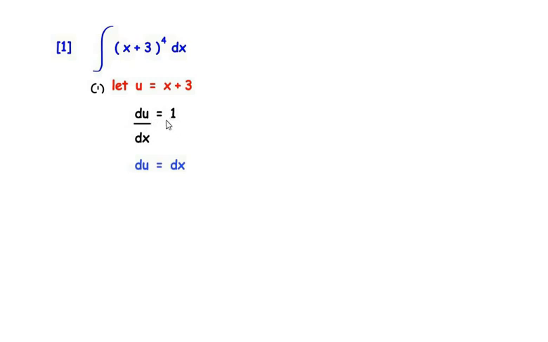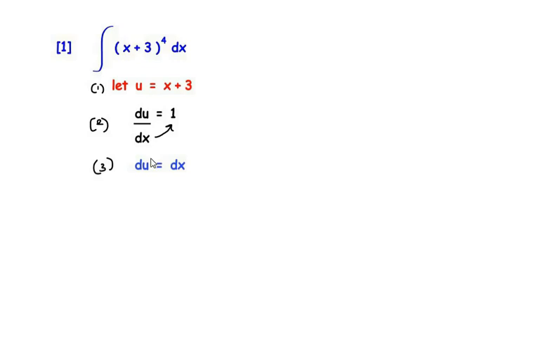Now let us take dx on the other side of equal to sign and multiply it by 1. So this is our step number 1, that is substituting u equal to x plus 3. This is our step number 2, that is differentiating both the sides with respect to x. And this is our step number 3, that is taking dx on the other side of equal to sign. So du will be equal to, now 1 multiplies with dx giving us dx. So du is equal to dx.